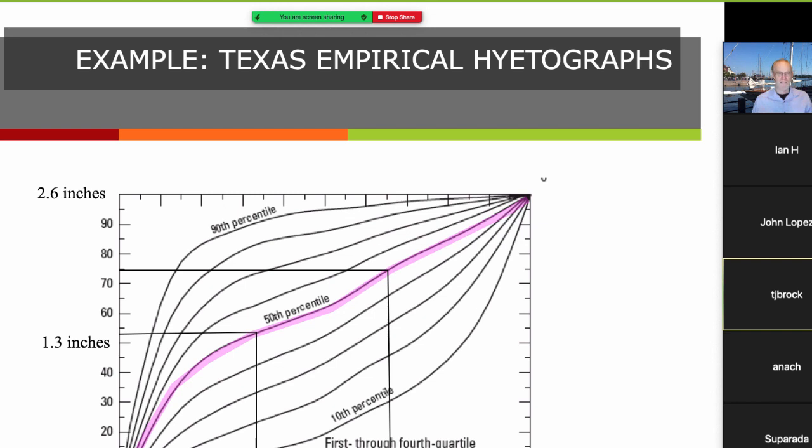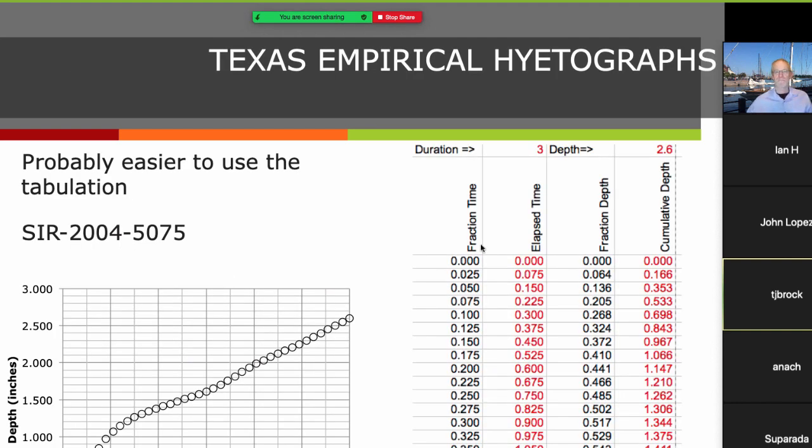Rescaling directly on the graphic is fundamentally pretty stupid, but it is useful to understand what's going on in the tabulations. So it's probably easier to use a tabulation. In that report, at the end of the report, is a tabulation of time fraction versus depth fraction, horizontal axis versus vertical axis. We take the time fraction, we multiply each element of this by 3 hours, and now we have elapsed time. We take the depth fraction, we multiply each element of this by 2.6 inches of depth, and now we have cumulative depth. And when we plot the two, we now have time versus depth, in this case a somewhat more meaningful representation of the hyetograph.